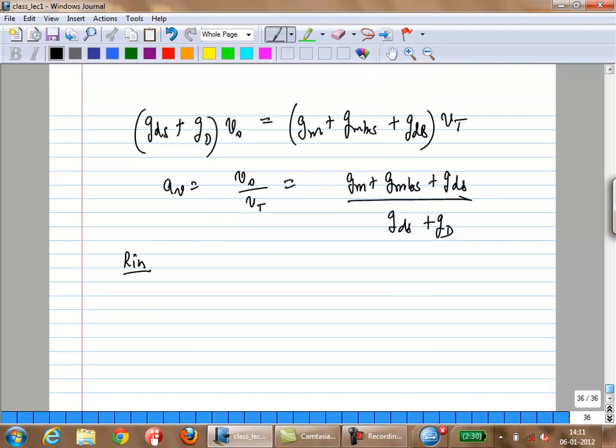Of course, you can approximate this in many cases, right? We know that GM is much larger than GMBS, which is much larger than GDS, and GD is much larger than GDS again. So quite often you can approximate it to GM over GD, or GM times RD. You could have seen that, right?